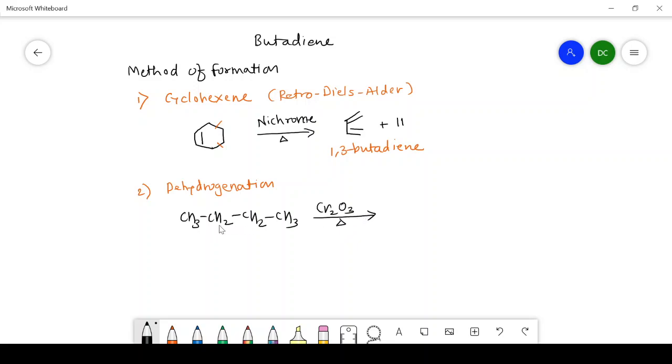Dehydrogenation means removal of hydrogen from the butane, and that's why there is a formation of double bonds at the terminal carbon, so that we will get 1,3-butadiene like this. It is a dehydrogenation. From this reactant, hydrogens are removed. It is a butane. Similarly, 1-butene or 2-butene also undergo the same reaction. This is 1-butene or 2-butene.